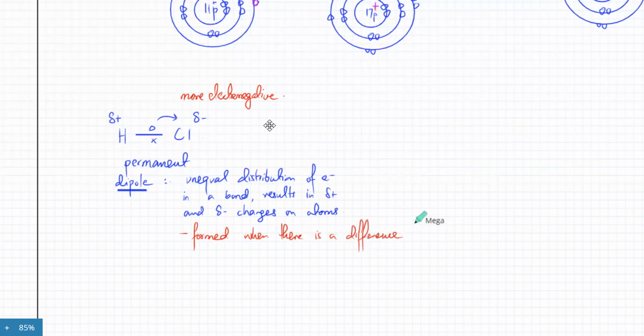So you need a difference in electronegativity between the atoms. If there is no difference in electronegativity, the electrons are not going to be unequally distributed. In this case, Cl is more electronegative, so the electrons get pulled slightly closer to Cl.